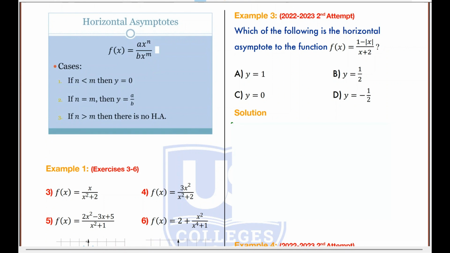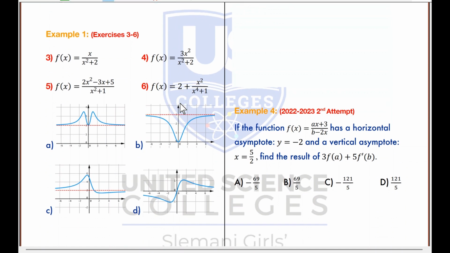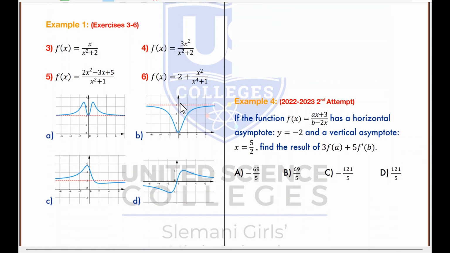If the degree of the function at the top is more than the degree of the function at the bottom, then there will be no horizontal asymptote. If degrees are the same, then we will just take the ratio of the coefficients, and if the degree of the top is less than the degree of the bottom, we will say y equals 0 is the horizontal asymptote. So without taking limits, as x approaches infinity and negative infinity, by just using these shortcuts, we can figure out what the horizontal asymptotes are. Let's take a look at some exercise questions in the book.